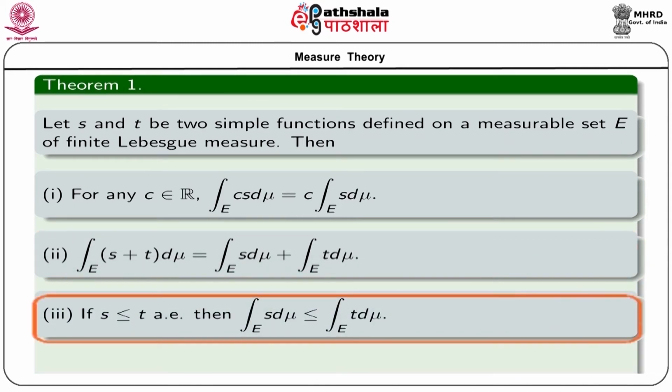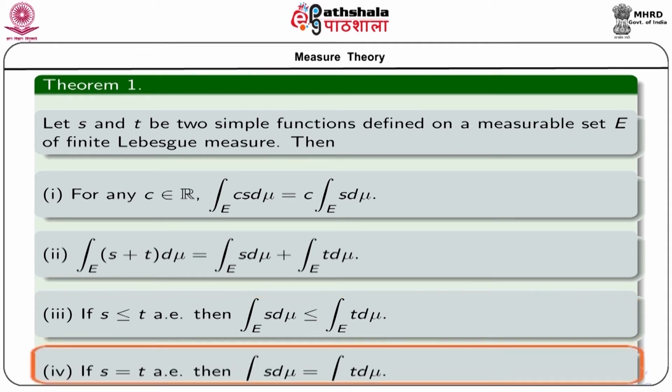Third, if S and T are simple functions such that S is less than or equal to T almost everywhere, which means that outside a set of measure 0, S is less than or equal to T, then the integral of S d mu over E is less than or equal to the integral of T d mu over E. Fourth, same type of property: if S is equal to T almost everywhere, then the integral of S d mu is equal to the integral of T d mu.